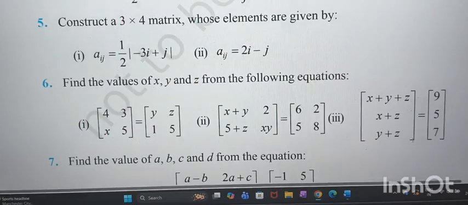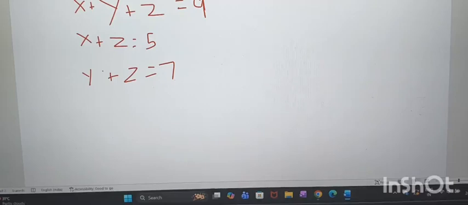Similarly, this equation also, again 3 rows and 1 column, 3 rows and 1 column. Order is the same and the equal to sign is also given. So their corresponding elements will be equal. So x plus y plus z will be 9, x plus z will be 5, and y plus z will be 7. So let us write this down. Yeah, so this is how it is.